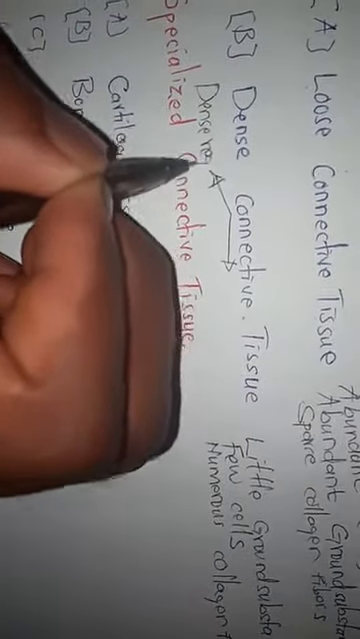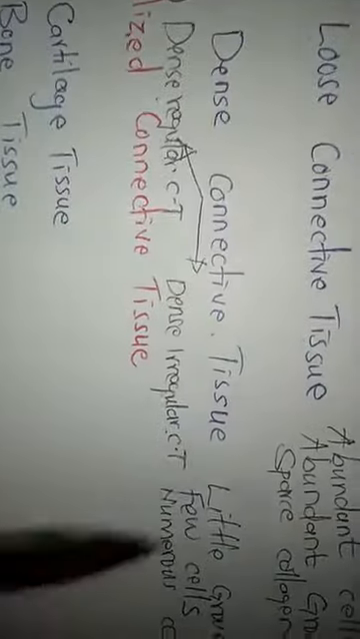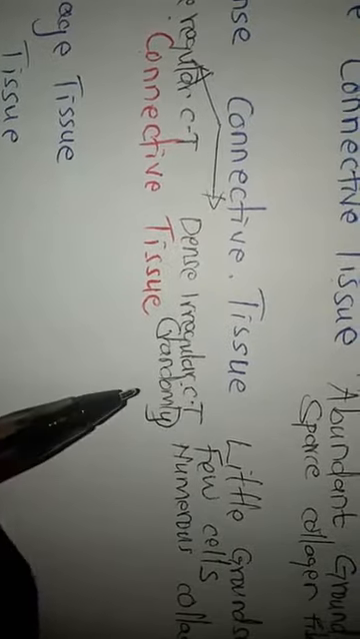Going deeper, dense connective tissue is divided into two. We have dense regular connective tissue, and we also have dense irregular connective tissue. And the difference between them is that collagen fibers in dense regular connective tissue are arranged parallel to each other, while the collagen fibers in dense irregular connective tissue are randomly arranged, or you can say that they are arranged anyhow.